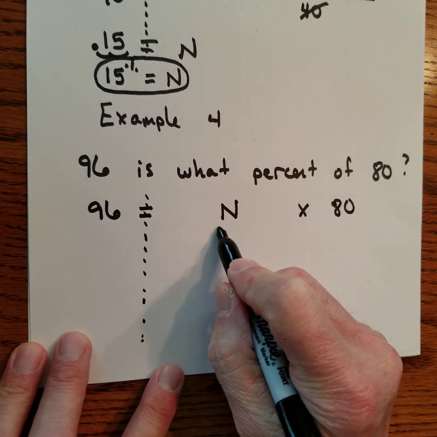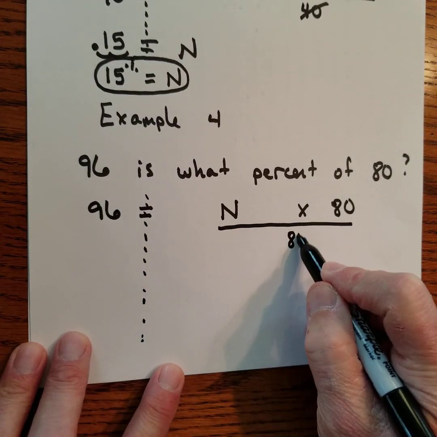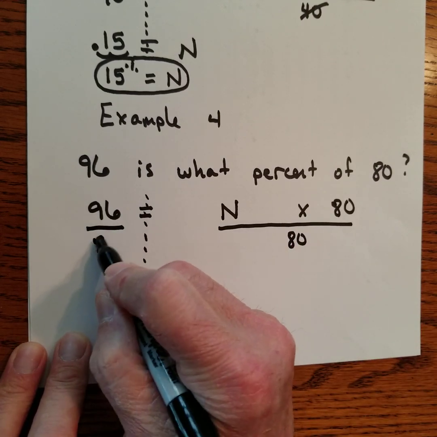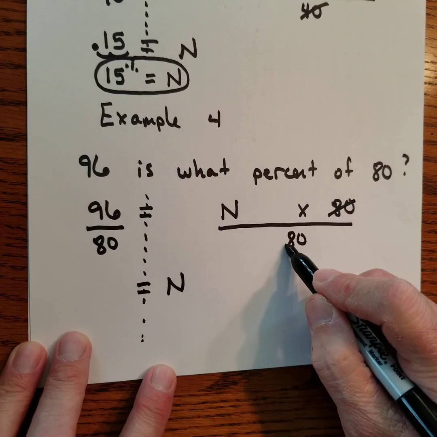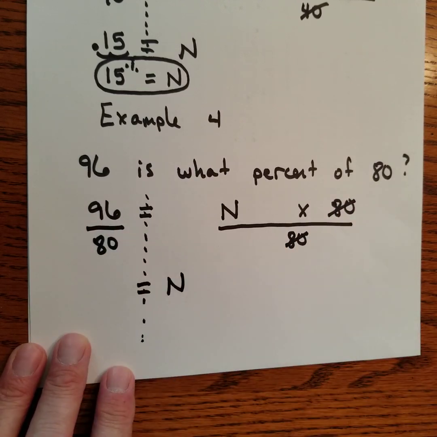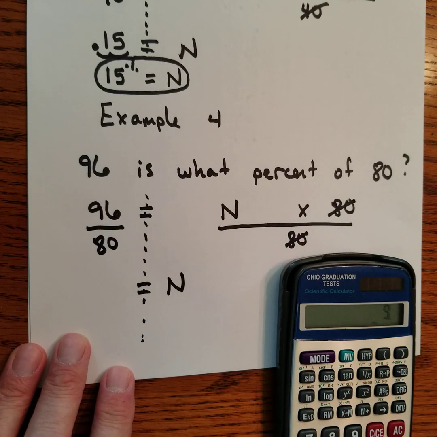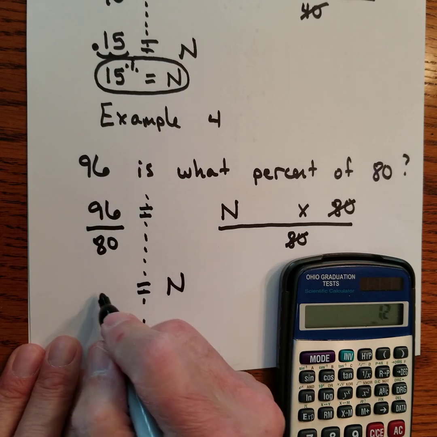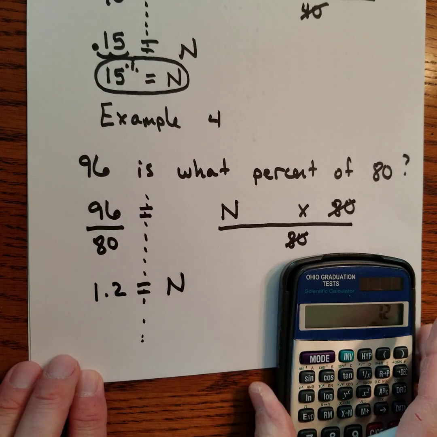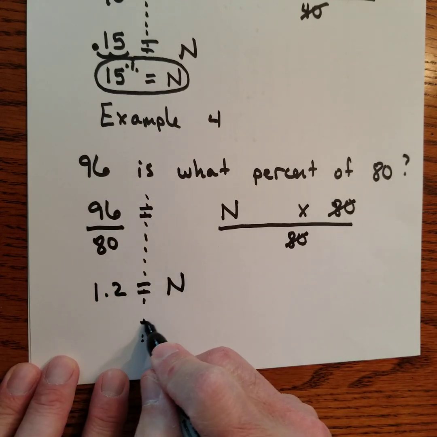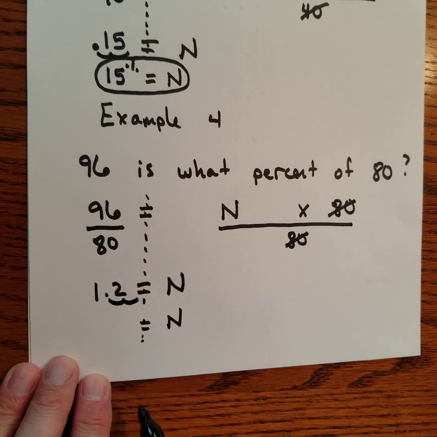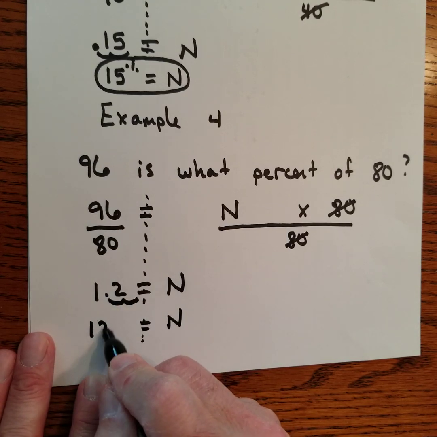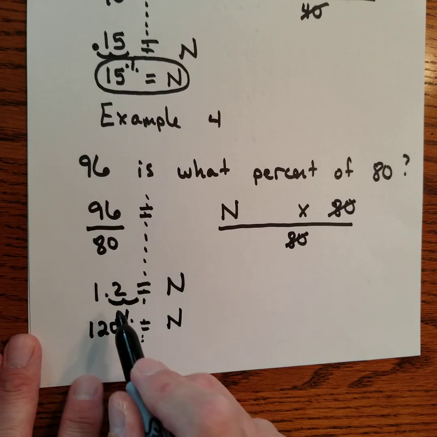The inverse of multiplication is division. Type in the 96 first. So it's 96 divided by 80. My calculator gives me 1.2. That's a decimal. To change that into a percentage, we'll move this decimal point 2 spots to the right and call that 120%.